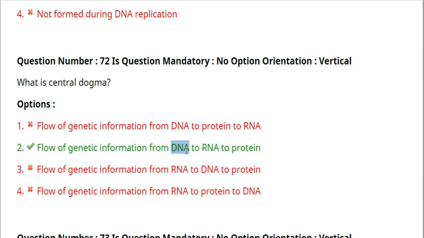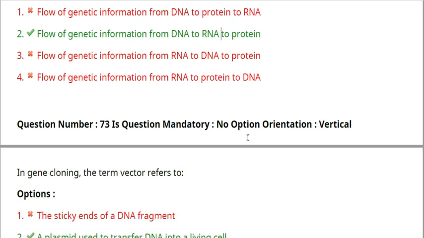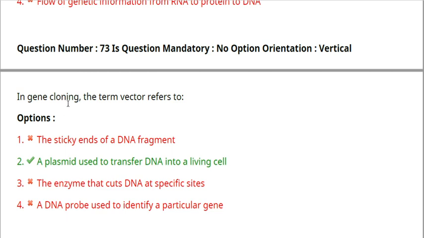So DNA first will be multiplied by a process called replication. Next, the DNA will be converted to RNA by a process called transcription. Next, the RNA will be converted to a protein by a process called translation. Okay, next, in gene cloning, the term vector refers to a plasmid which is used to transfer the DNA into the living cell.